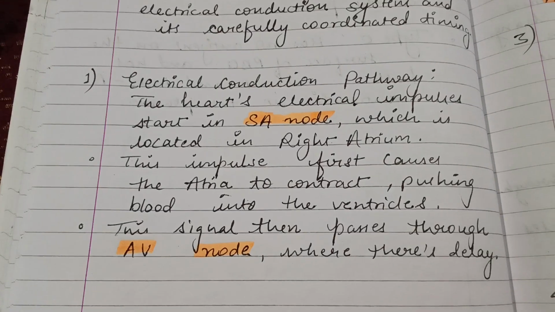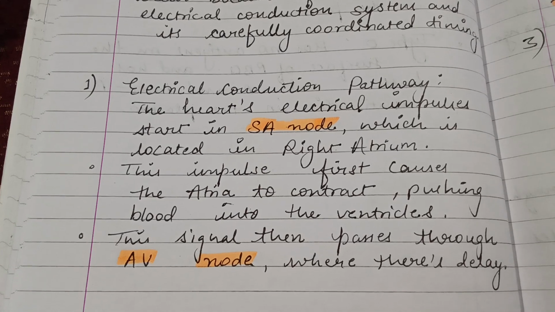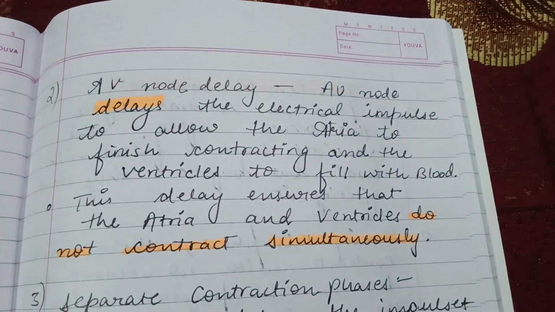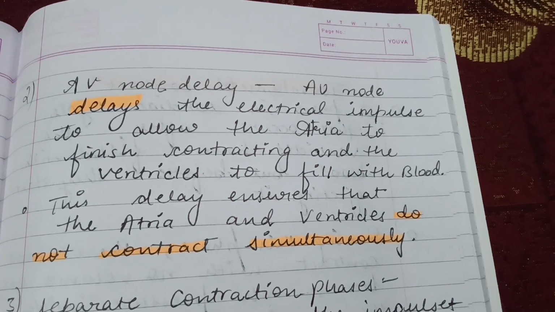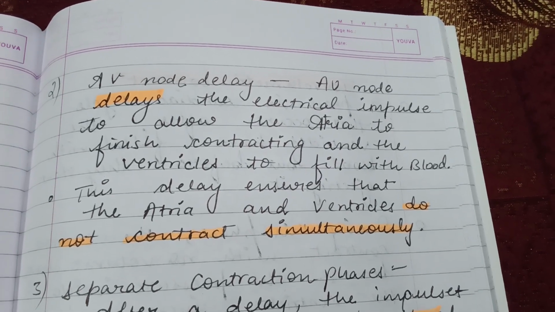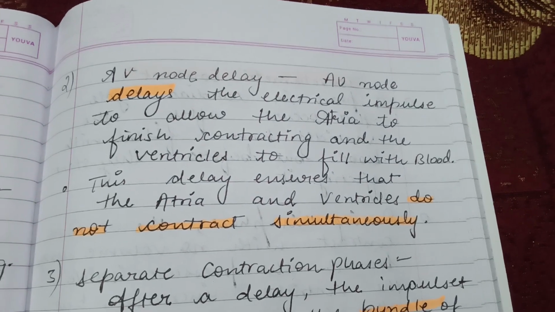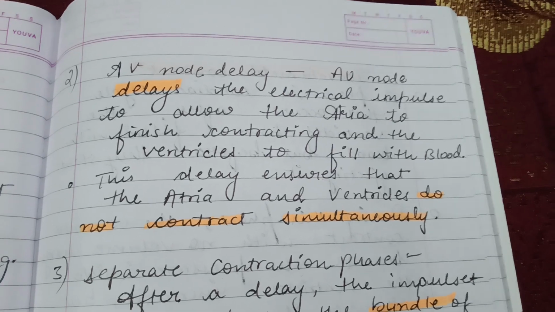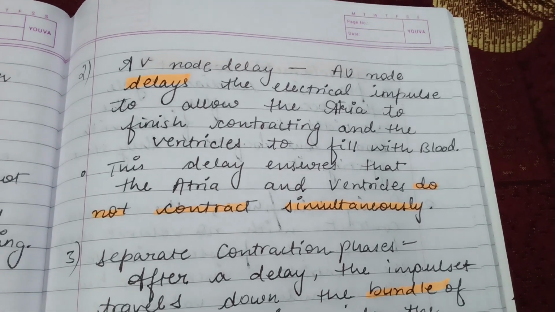So let's go. First of all, we know that the SA node generates the electrical impulse, and this then transfers to the AV node. After that, the AV node delays the electrical impulse to allow the atria to first finish contracting and the ventricles to fill with blood. This delay allows them to not contract simultaneously.